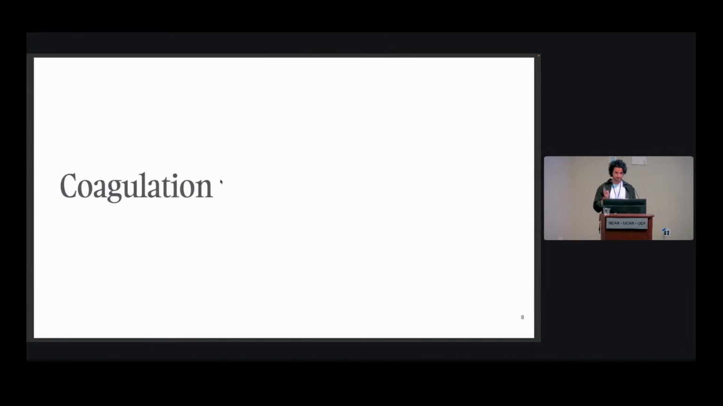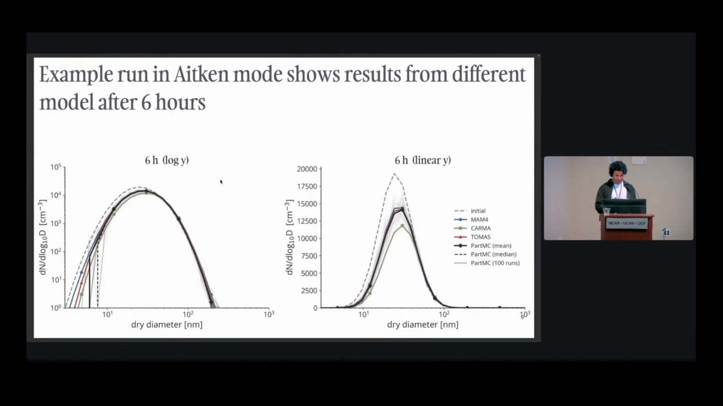I'm going to spend time talking about 2 different processes, coagulation and condensation. First one, coagulation. This is just one example for the sake of the comparison. Given that MAM is a modal model, I don't have flexibility in terms of the width of the distribution, so I have to specify sigma the way that MAM represents it. For the Aitken mode, it's 1.8. For this example, I initialized a mean diameter of 20 nanometers.